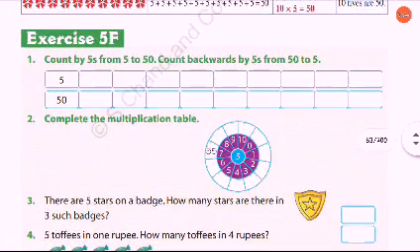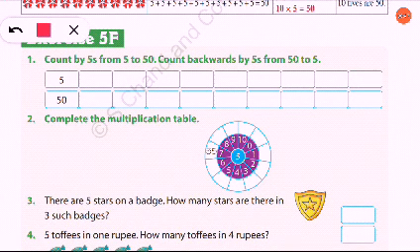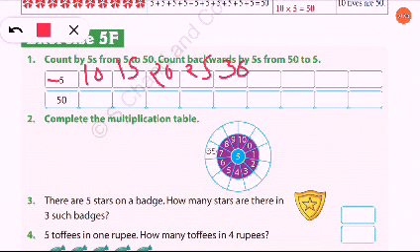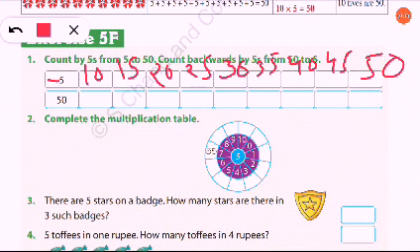So same as you have done in the previous exercise, same you have to do. The table of 5 you have to write here. So 5 1s are 5 is given, 5 2s are 10, 5 3s are 15, 5 4s are 20, 5 5s are 25, 5 6s are 30, 5 7s are 35, 5 8s are 40, 5 9s are 45 and 5 10s are 50. So hope it is clear.